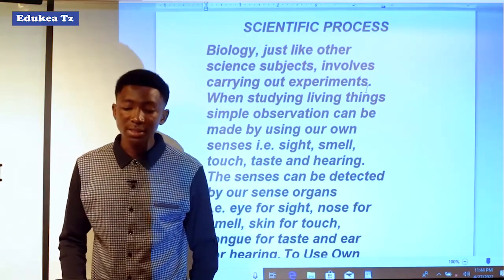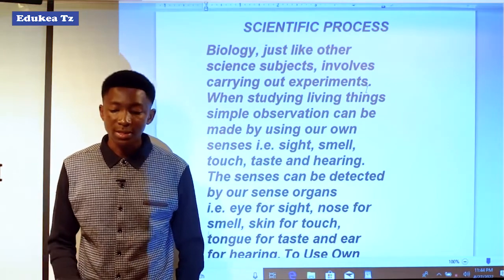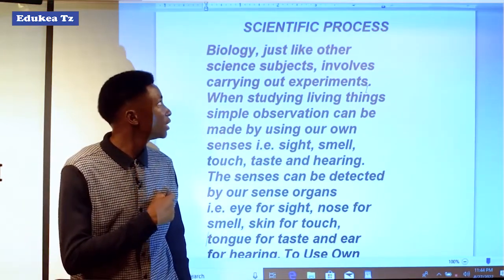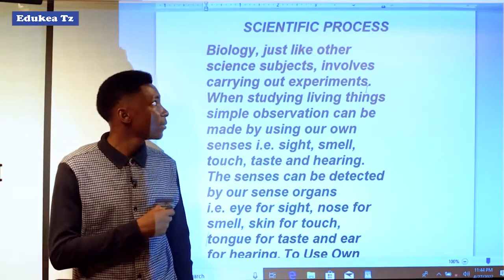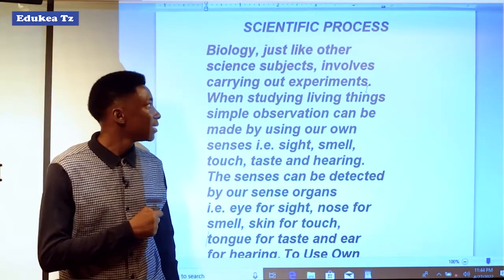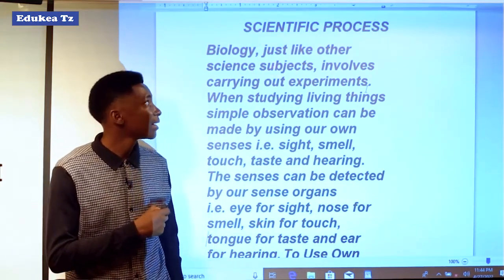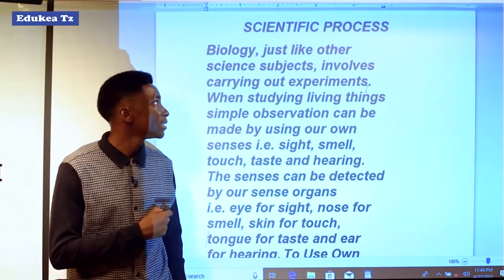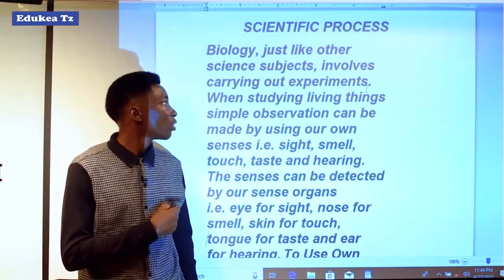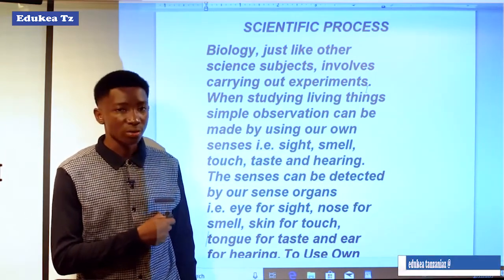So as we see in biology, in this session we are going to look at the scientific process. Biology, just like other science subjects, involves carrying out experiments or practicals when studying living things, as we are going to see below.